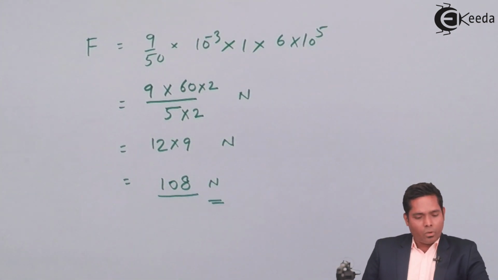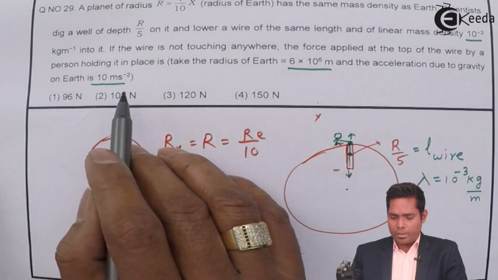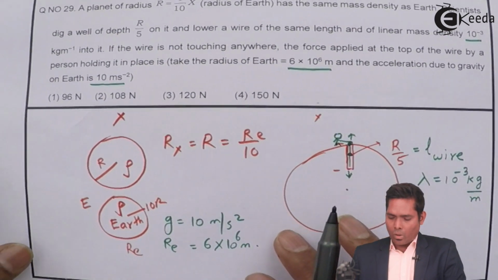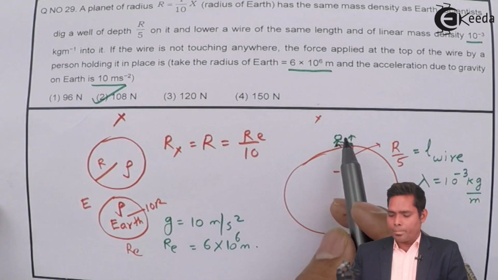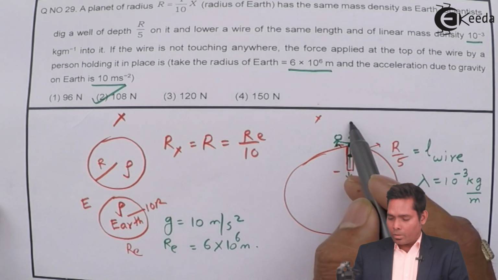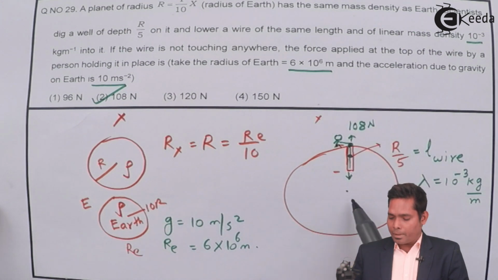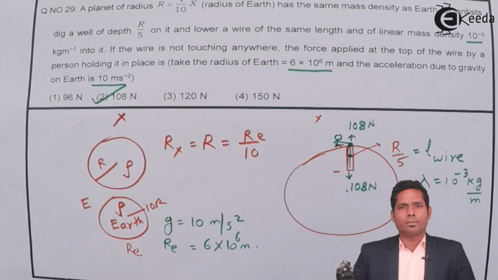If I see the options for this question number 29, then interestingly option number 2 is 108 and our answer is also 108. So option number 2 is correct. The force that the man applies at the top of this suspended wire has to be 108 Newton, because this is the weight of the wire pulled by this planet X, 108 Newton. This has to be balanced so that this wire can remain there. So answer is 108. Okay, thank you.